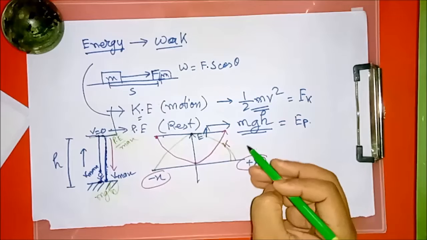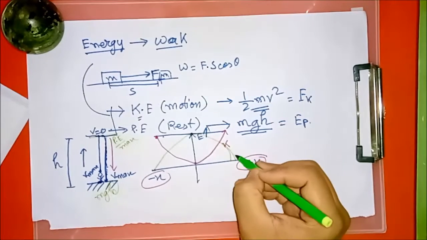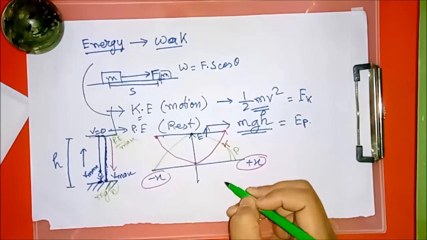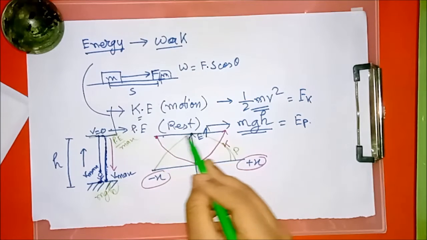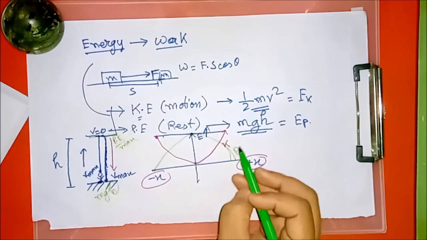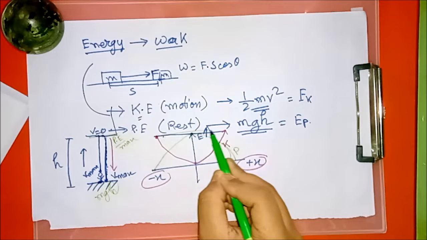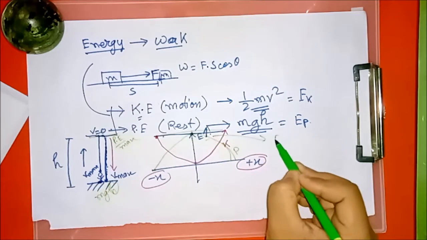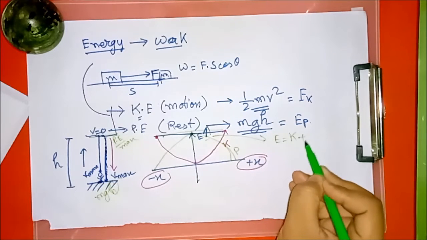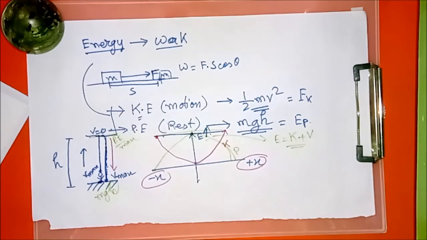So this common graph of kinetic and potential energy is represented like this, and the total energy associated with it is given by E equals kinetic energy plus potential energy. So that was the elementary idea of energy.